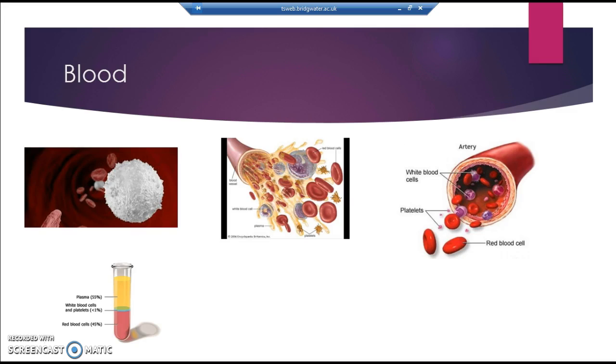The white blood cells are part of your immune system, so they can fight off diseases. The function of this is to destroy bacteria and get rid of diseases. So basically, if I had a cold, which I have now, my white blood cells will be working really, really hard to try and get rid of this cold.